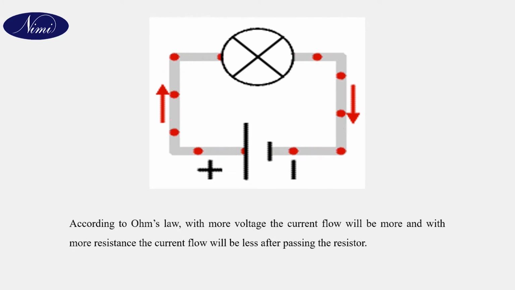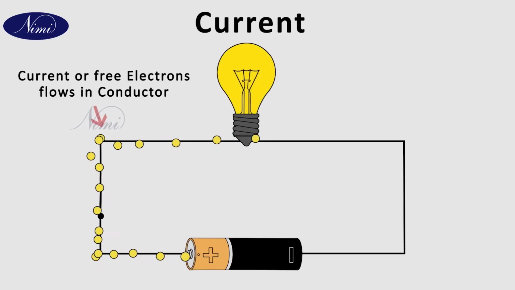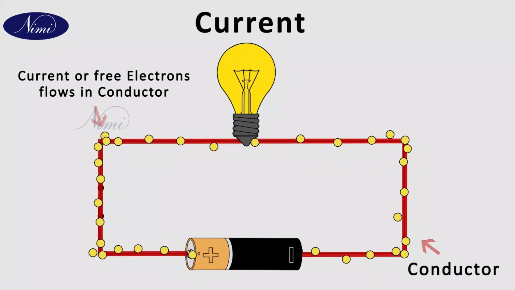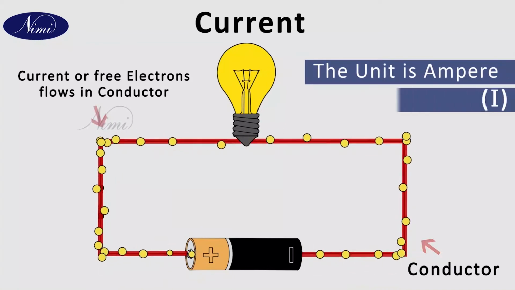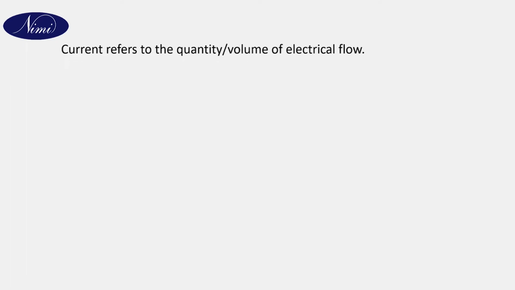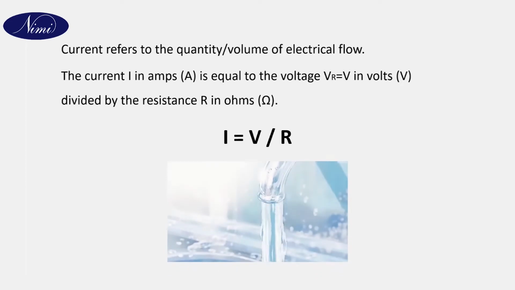Now, to understand Ohm's law better, first we should know what exactly current, voltage, and resistance are. Current is actually the flow of electrons in the circuit. The material with which the circuit is made is called a conductor. The unit of current is ampere. It is denoted by letter I. Current refers to the quantity or volume of electrical flow. The current I in amperes is equal to voltage V in volts divided by the resistance R in ohms. I is equal to V by R.